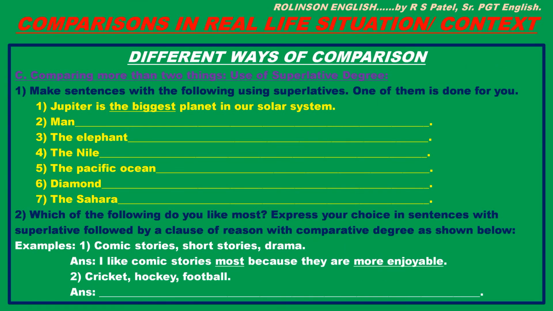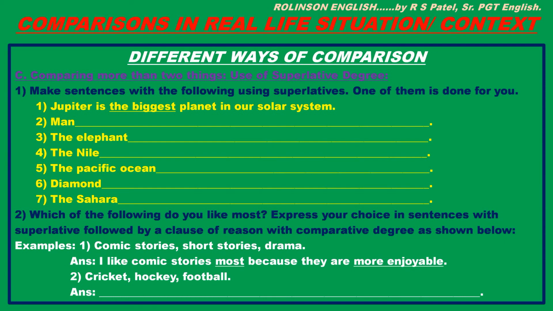Number C, I mean third way, comparing more than two things. Use of superlatives, I mean superlative degree. First exercise. Make sentences with the following using superlatives. One of them is done for you. First one, Jupiter is the biggest planet in our solar system, right? Here the things compared are Jupiter with all other planets. So here is comparison among more than two things, right?